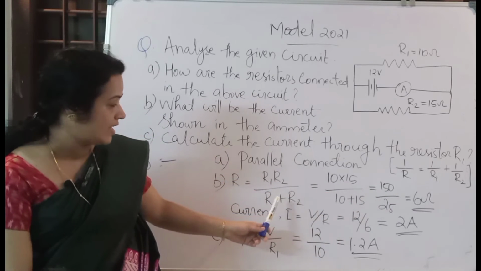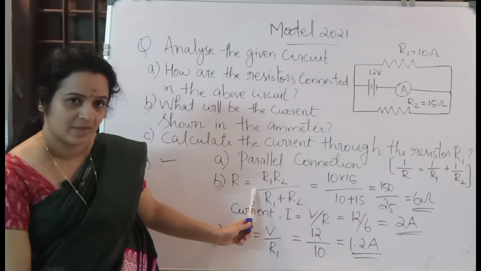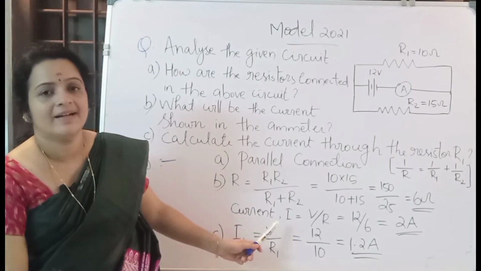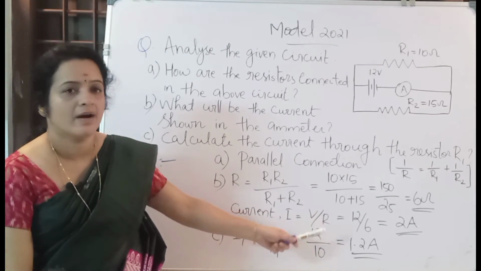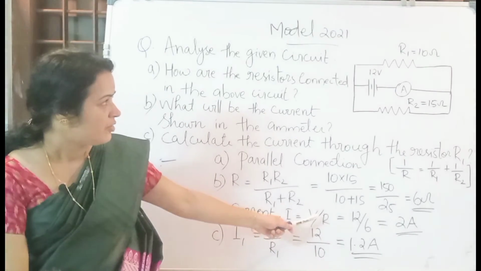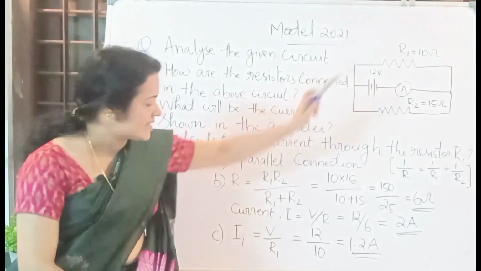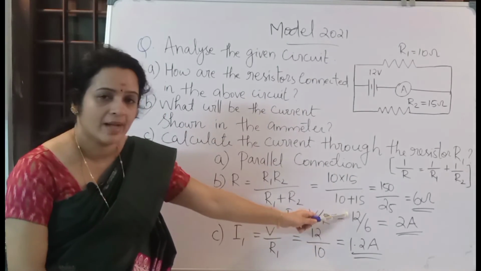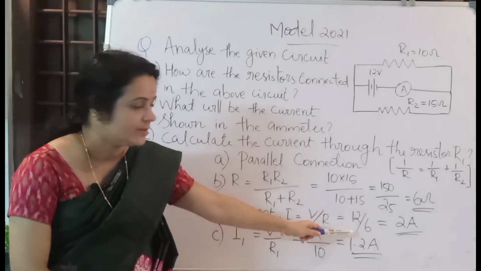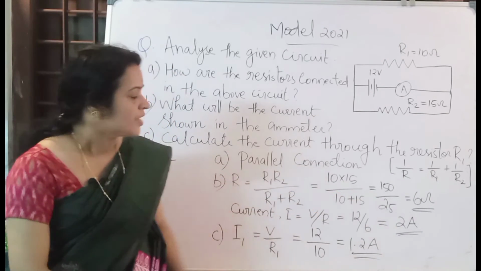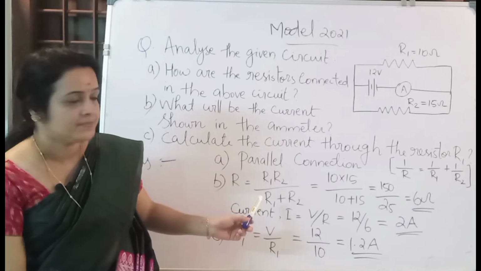Now we have calculated the resistance. Now can we find I, that is current? Yes, current I is equal to V by R. So what is our V? V is given as 12 volt. So we can substitute here. That will be 12 by 6. What is the answer? That is 2 ampere. Clear? Now can we move to the third question?